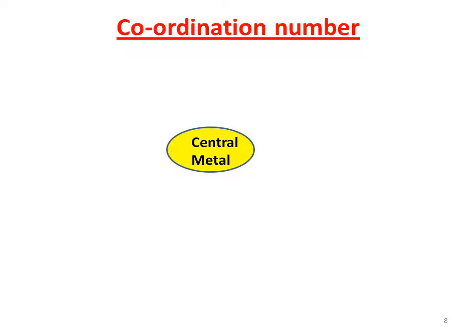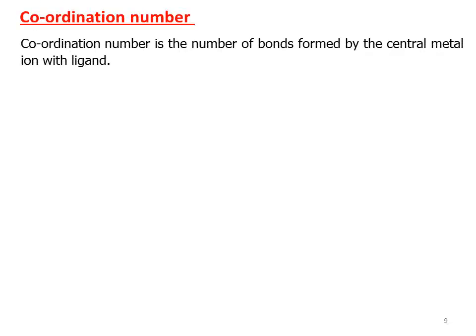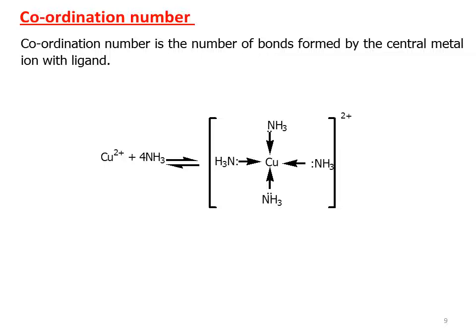Coordination number. Coordination number is the number of binding sites between the central metal ion and the ligand. It could be 2, 4, 6. As a definition, coordination number is the number of bonds formed by the central metal ion with the ligand.